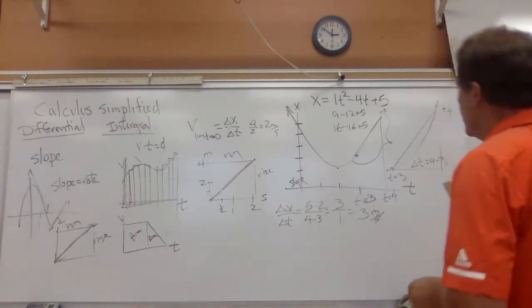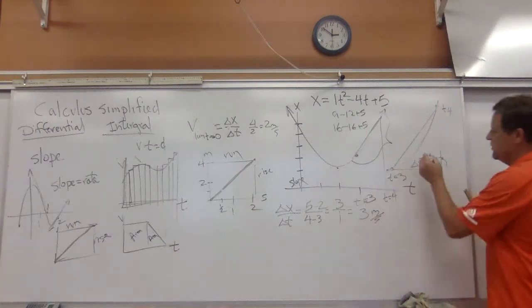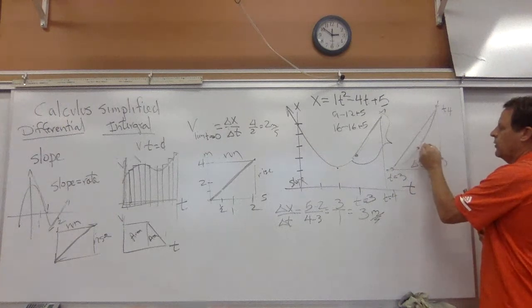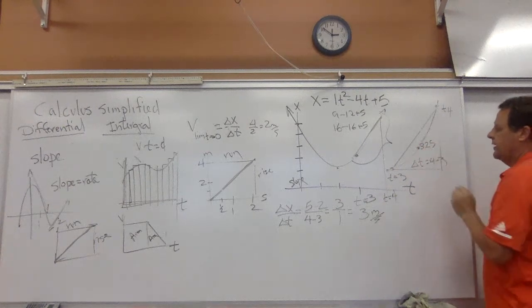Okay. Now, what if we change this and instead of having 4, we use 3.25?